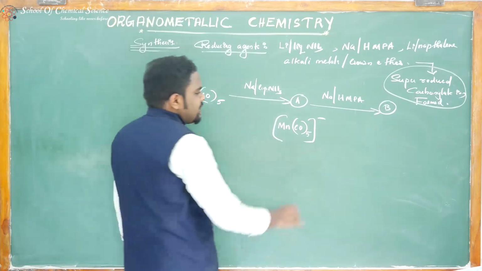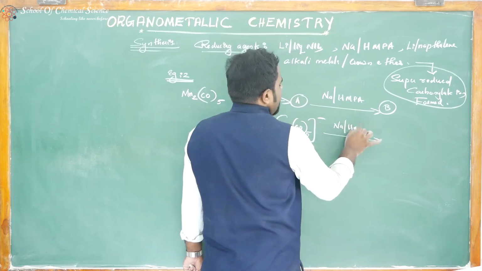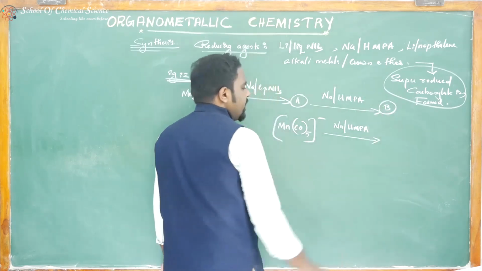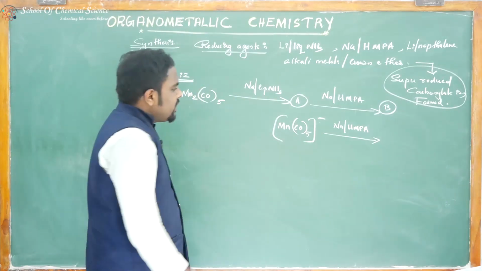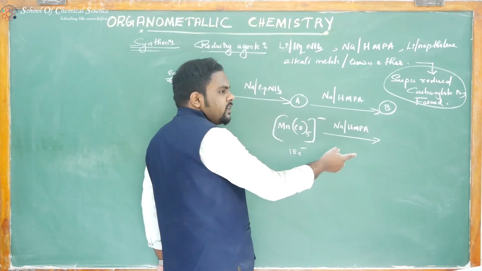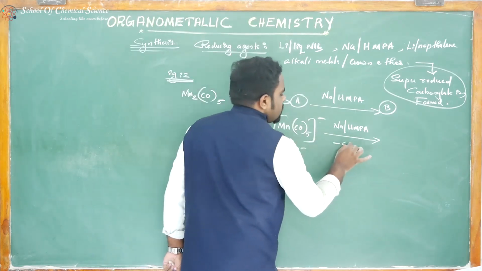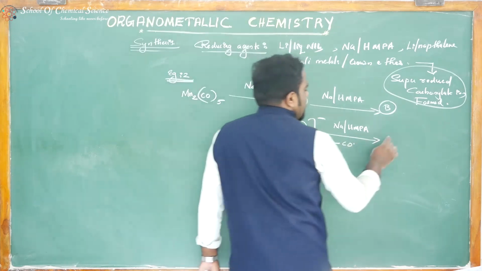This A on reaction with the more powerful sodium in HMPA. Sodium in HMPA is a more powerful reducing agent. So what happens? Further reduction. Here already this is an 18 electron species, so on further reduction, CO will be eliminated. Minus 1 CO. So what will be your product?